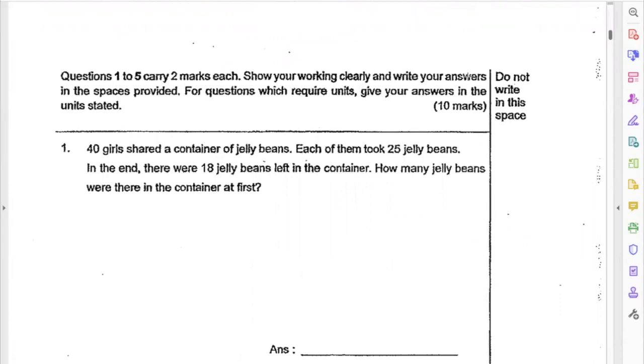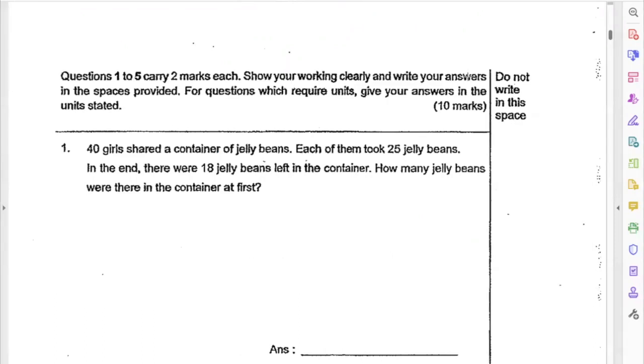So the first question is pretty easy. 40 girls shared a container of jelly beans. Each of them took 25 jelly beans. In the end, there were 18 jelly beans left in the container. How many jelly beans were there in the container at first?